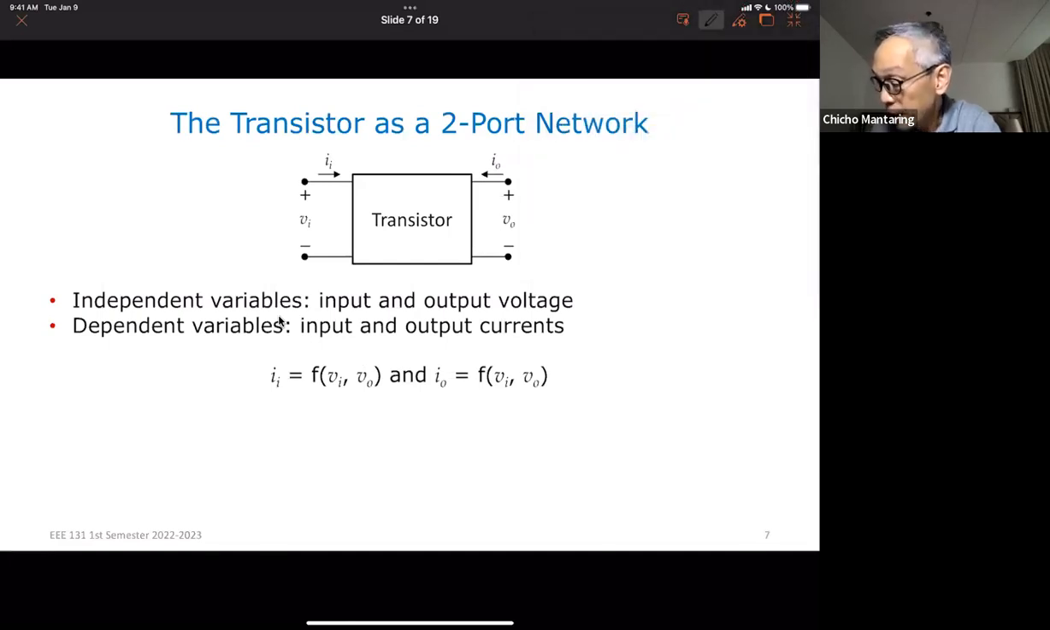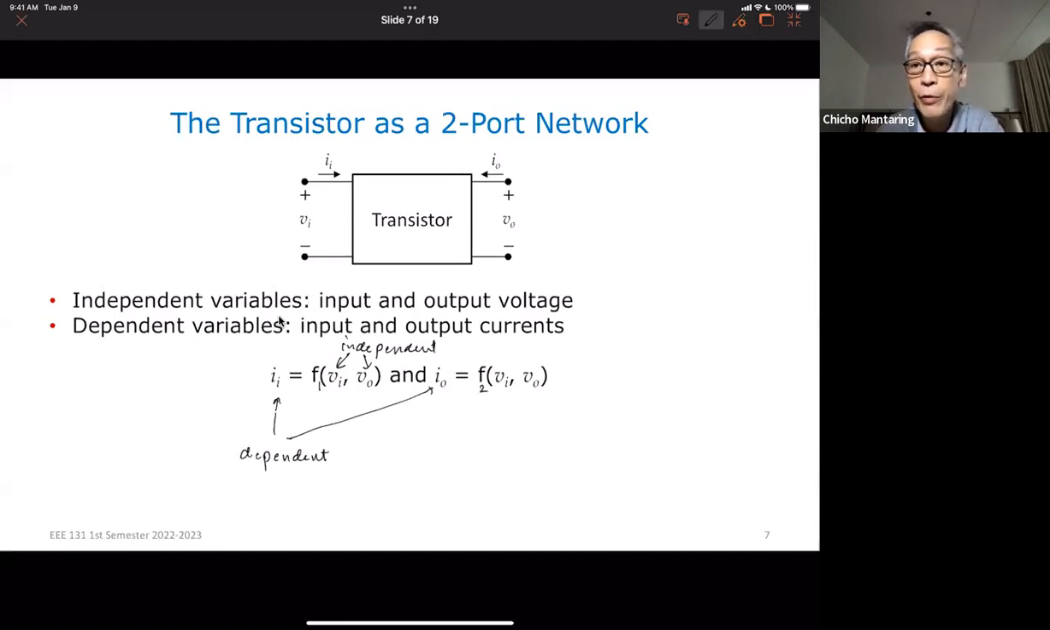Okay, so this is my dependent. These are dependent. And then these are my independent. No? Independent. Right? So actually this is one function and this is another function. They are not the same function.